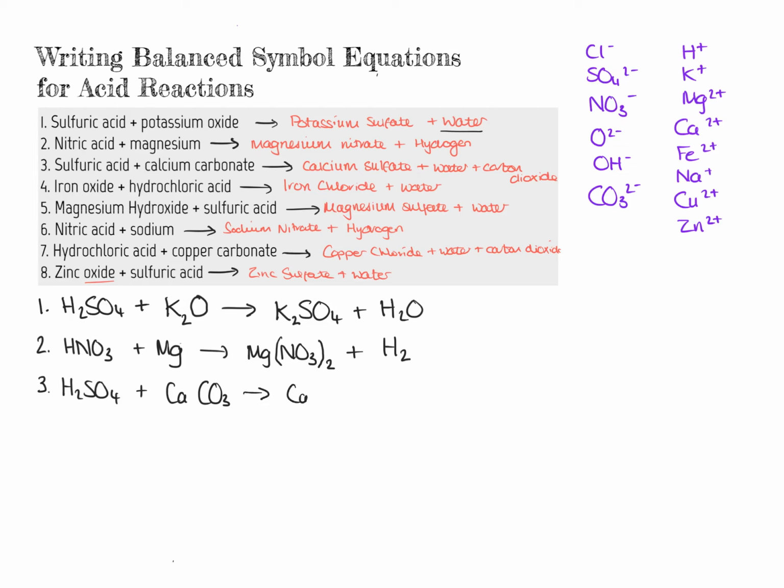Calcium sulfate: we've got calcium, which we know, again, is a 2+ ion, and sulfate, which is an SO4 2- ion. Again, we have 2 positives and 2 negatives. They cancel each other out, so we can get rid of our working, and calcium sulfate is just CaSO4 plus water, which we know is H2O, plus carbon dioxide, which we know is CO2. Okay, so that's number 3.